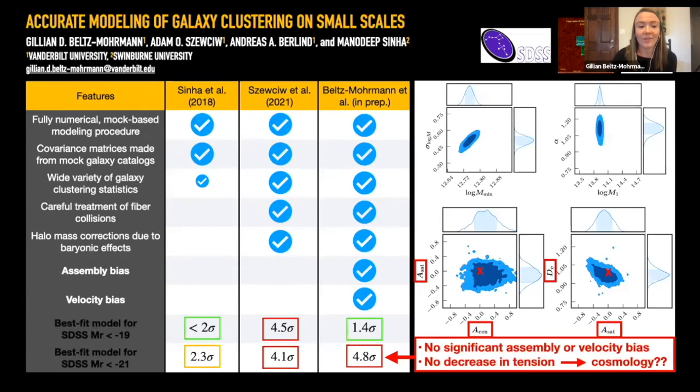And given that we have added these new features to the model and we have included many improvements to the model and careful consideration of errors, it is worth considering the possibility that since none of these things have alleviated the tension whatsoever, the clustering of high luminosity galaxies is maybe sensitive to an issue with our cosmological model. But there are lots of other things to consider, so stay tuned for future work. Thanks.